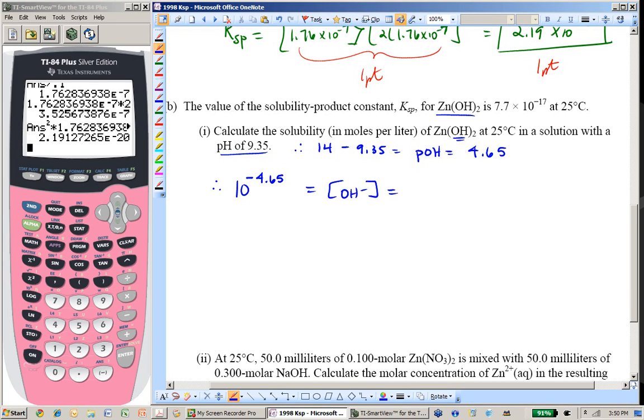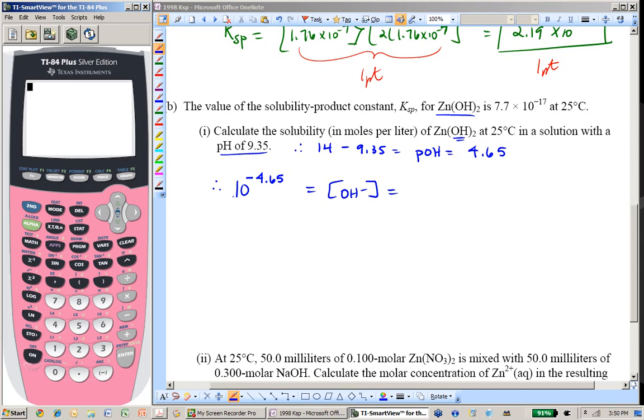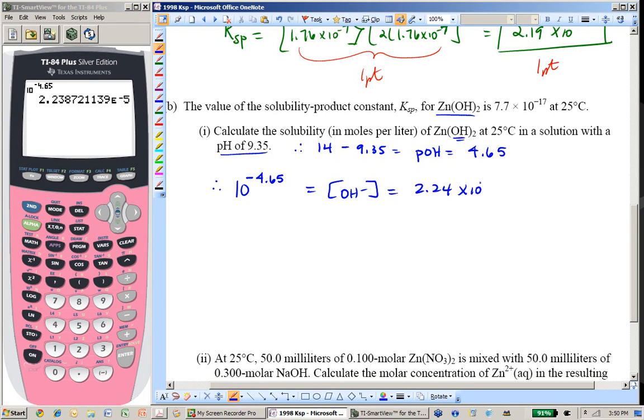So to get that, I'm going to clear my screen because it's a mess. To get that 10 to the business on there, just go second log. See, 10 to the x right there. So second log gives me that 10 to the minus, don't use the minus sign, use the negation sign, 4.65. So I now know what 2x is in this case. So 2.24 times 10 to the minus 5 is the hydroxide ion concentration.